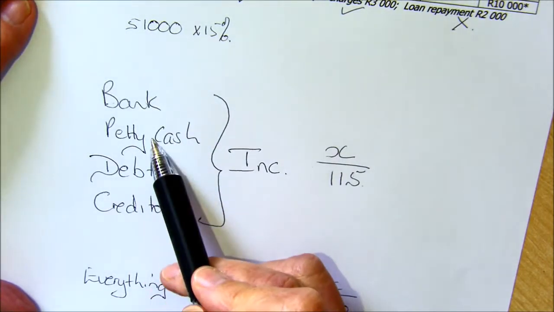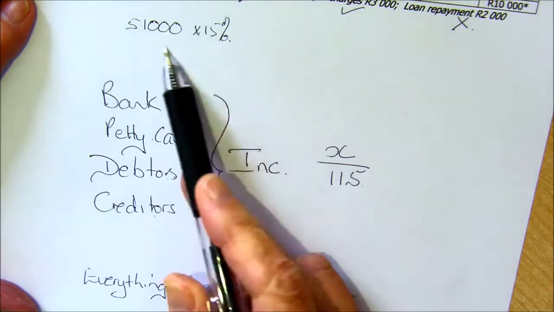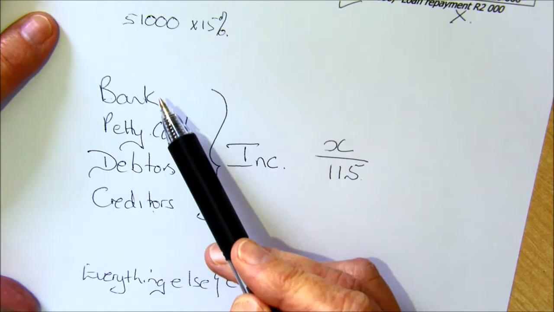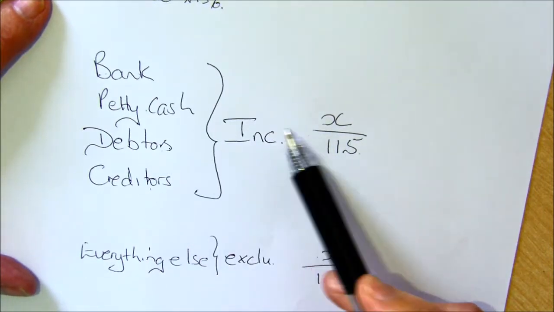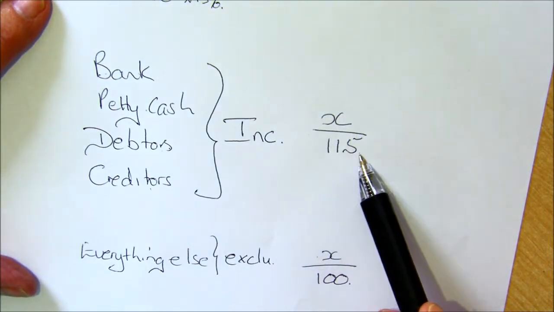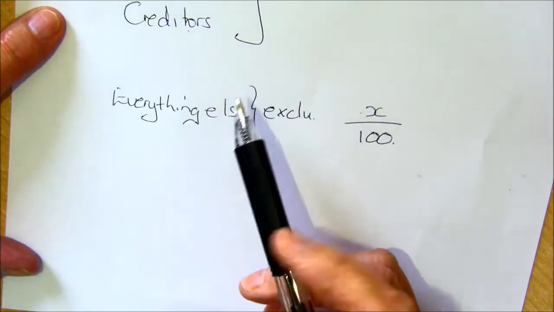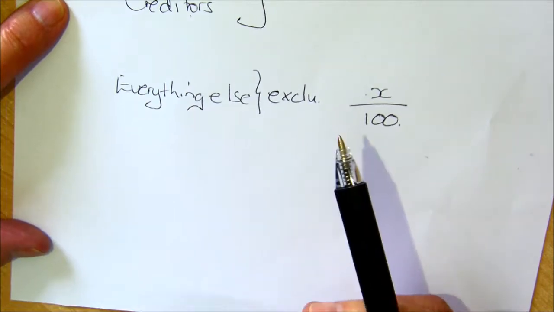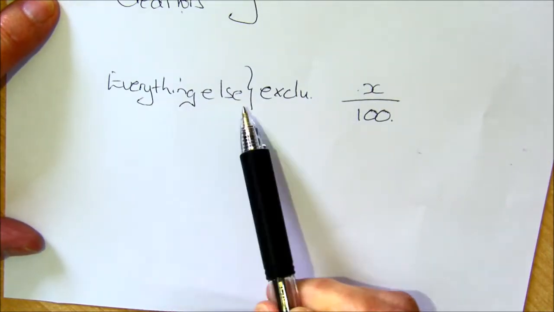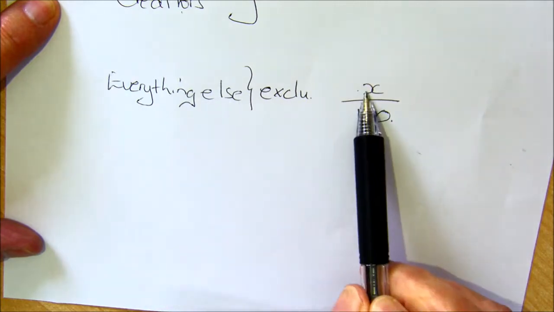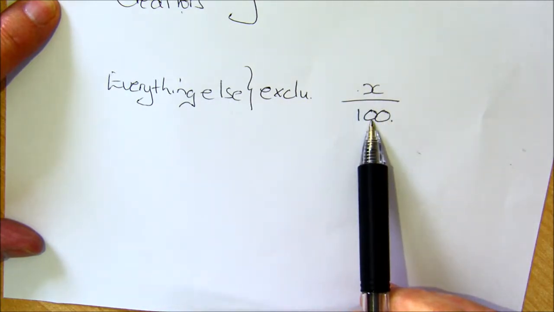So right, it does look a little bit complicated, but as long as you remember the principle that your bank, your petty cash, your debtors control, and your creditors control are all the total. They're the inclusive amounts. So when you're working with those, whatever the amount is that you're given, you'll divide by 115. Whereas everything else, the trading stock, the sales figure, the stationery, the debtors allowances are all exclusive. So whatever those figures are, you'll take it divided by 100.